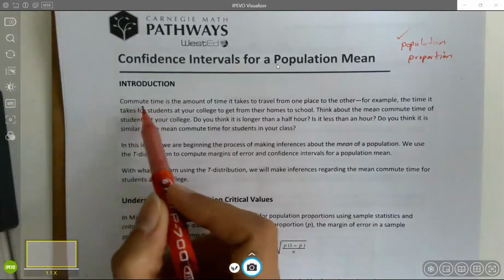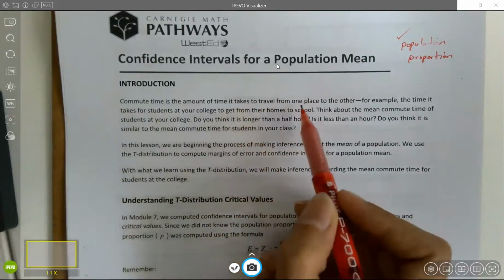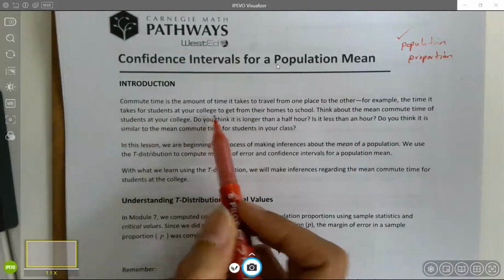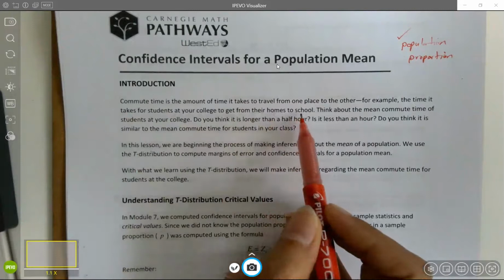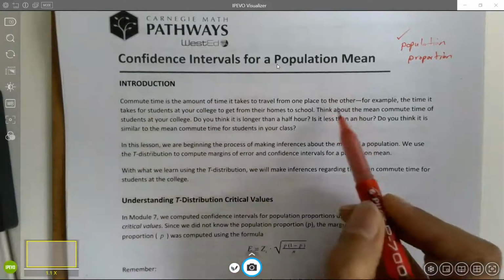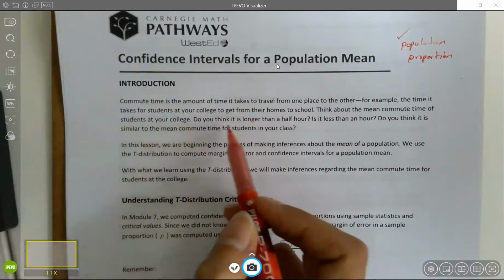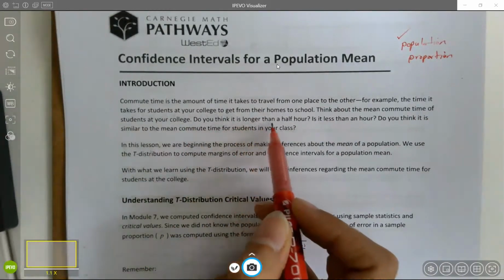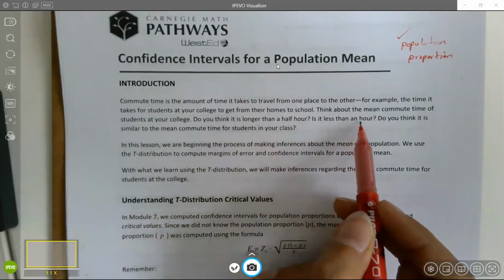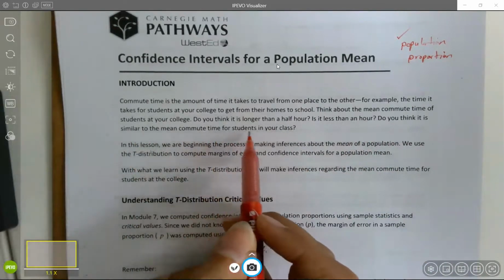Introduction. Commute time is the amount of time it takes to travel from one place to another. For example, the time it takes for students at your college to get from their homes to school is going to be a continuous variable. Think about the mean commute time of students at your college. Do you think it's longer than half an hour? Is it less than an hour? Do you think it's similar to the mean commute time for students in your class?